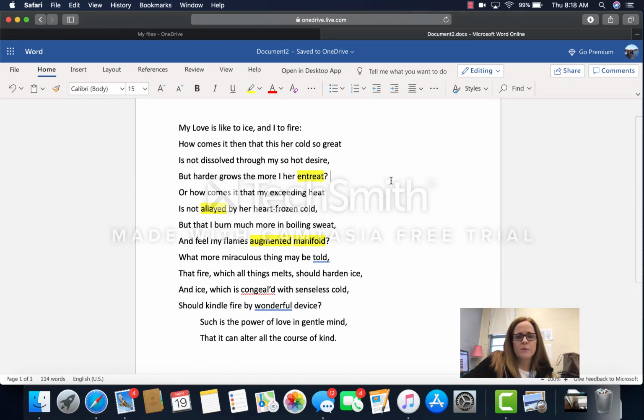So going back to those two lines, lines 7 and 8, he just got done asking in lines 5 and 6, why do I keep doing this when she's ignoring me more and more? And he says, but that I burn much more in boiling sweat. First of all, that's a hyperbole, an extreme exaggeration. Sweat never gets hot enough to boil, okay? But that I burn much more in boiling sweat and feel my flames augment, so grow larger, and manifold, grow more.